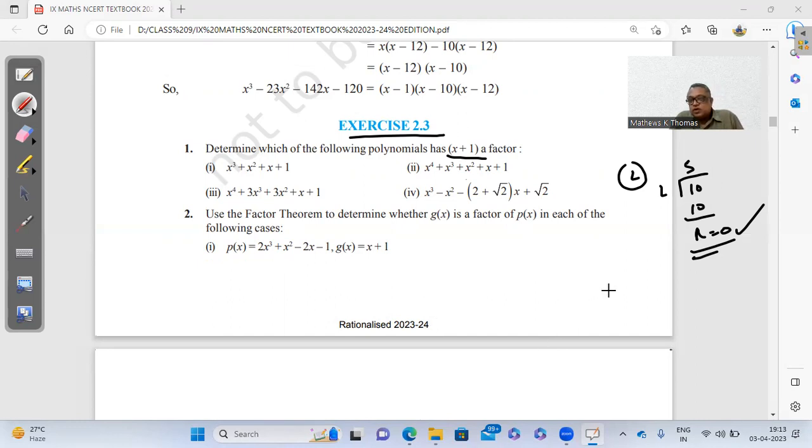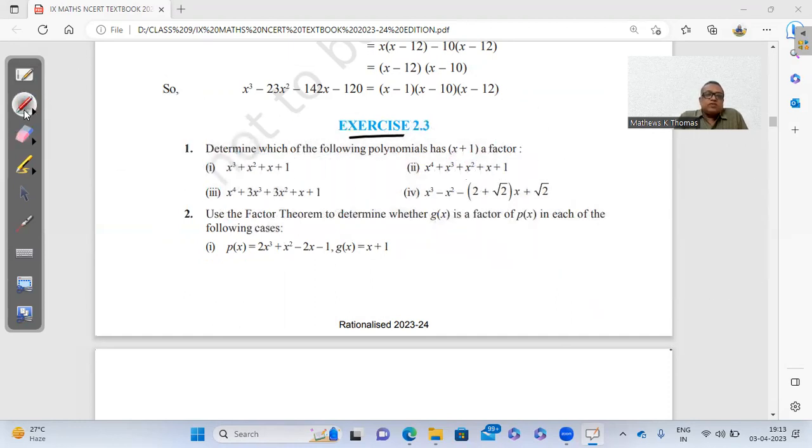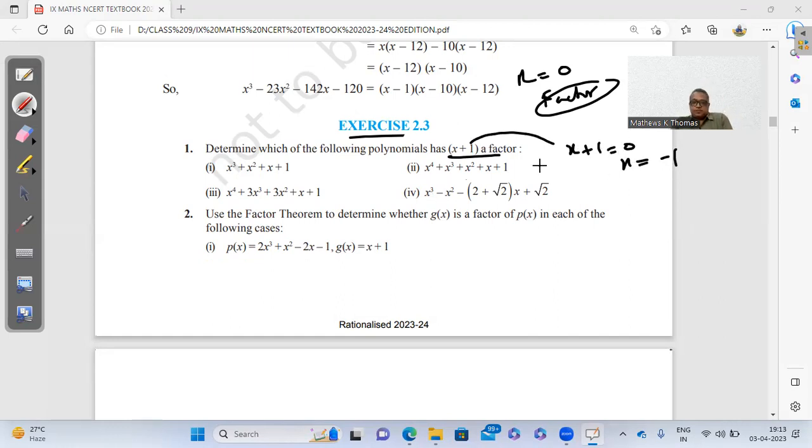Here I explained on the basis of long division, but when I'm going to divide polynomials, that becomes long. So we have the remainder theorem or the factor theorem, where the value of x can be taken out from here and substituted here just to find out what the remainder is. If the remainder is 0, then we can say that it is a factor, and if the remainder is not 0, then it is not a factor. So here, when I take x plus 1 as 0, the value of x will be negative 1.